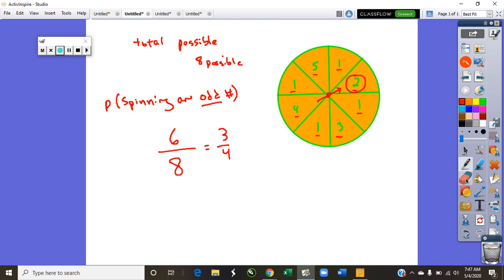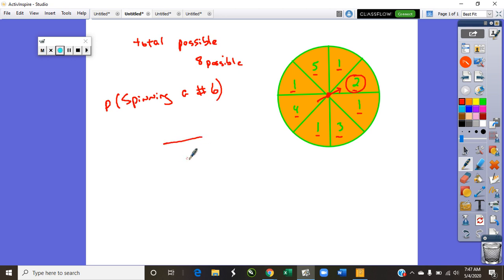Now, there is also such thing as a probability of 0. What does that mean? Well, let's say that I wanted to find the probability of spinning a number 6. Well, regardless, I still have 8 outcomes. That doesn't change. But how many of these outcomes are a 6? None of these are a 6, are they?